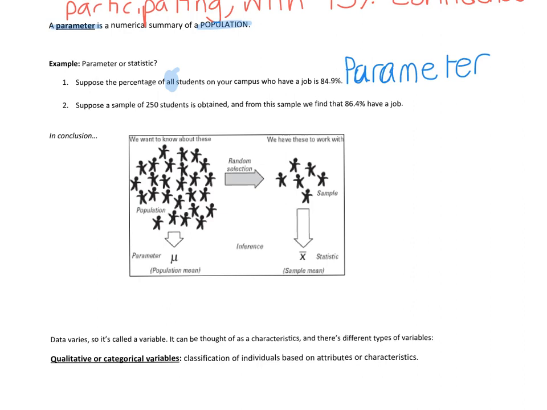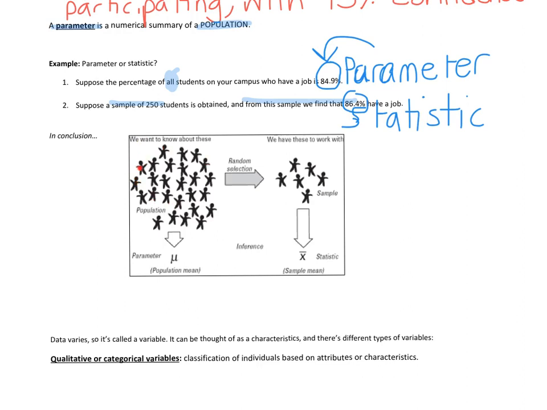All right, so now look at this next one. Suppose a sample of 250 students is obtained, and from this sample, we find that 86.4% have a job. All right, so that means this 86.4%, since it's coming from a sample, it has to be a statistic. And likewise, when we're talking about parameters, they're numerical summaries. So before that, 84.9% was a parameter.